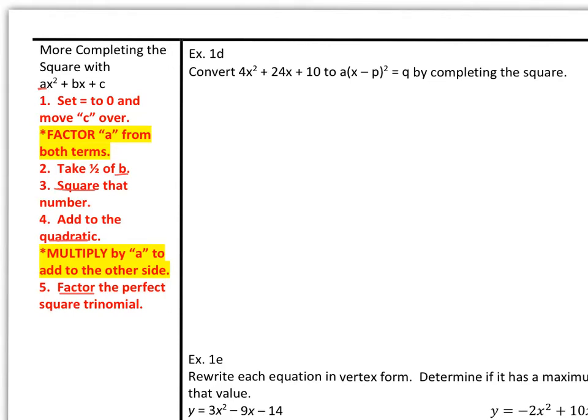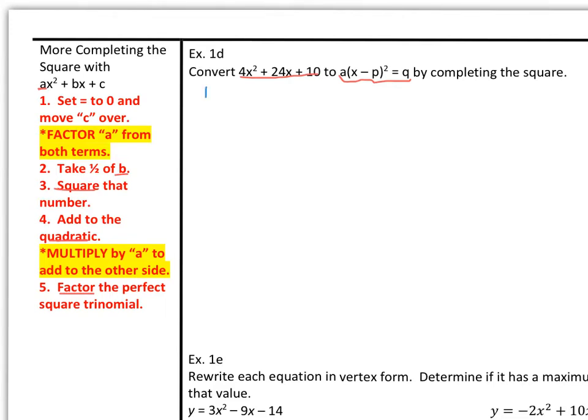Example 1D. Convert 4x squared plus 24x plus 10 to a times (x minus p) squared equals q by completing the square. So this is a version of vertex form for a quadratic function. And this is standard form. So we're just converting from standard form to a version of vertex form by completing the square. Let's follow our 5 key steps.